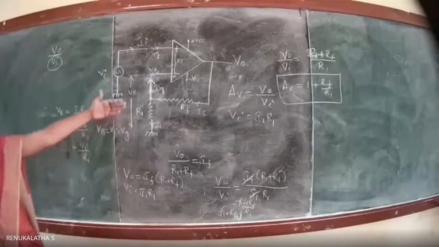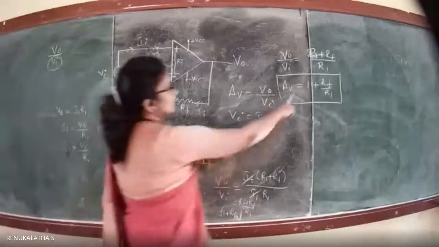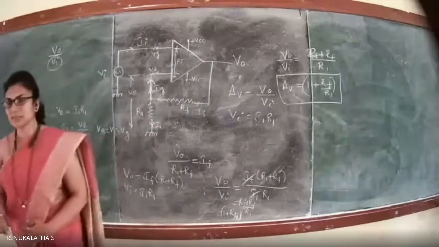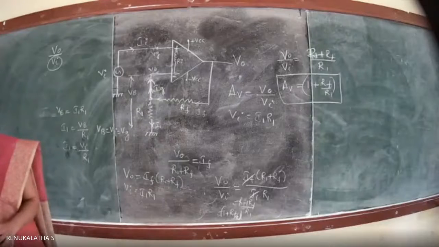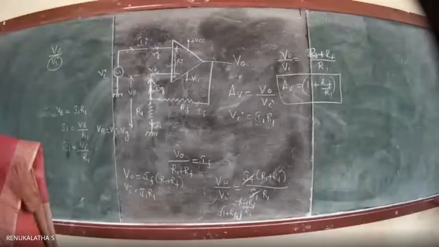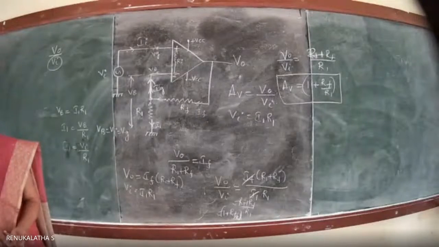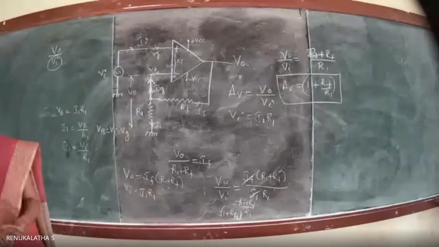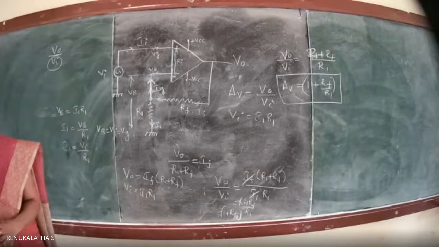In this case, we are not going to get a sign change. It is plus, so plus 1 plus RF divided by R1. That means the output is in the same phase with respect to the input. There is no opposite polarity for the output. The output signal is not inverted, so it works as a non-inverting amplifier. So this is about the non-inverting amplifier using an operational amplifier. I hope you followed this.